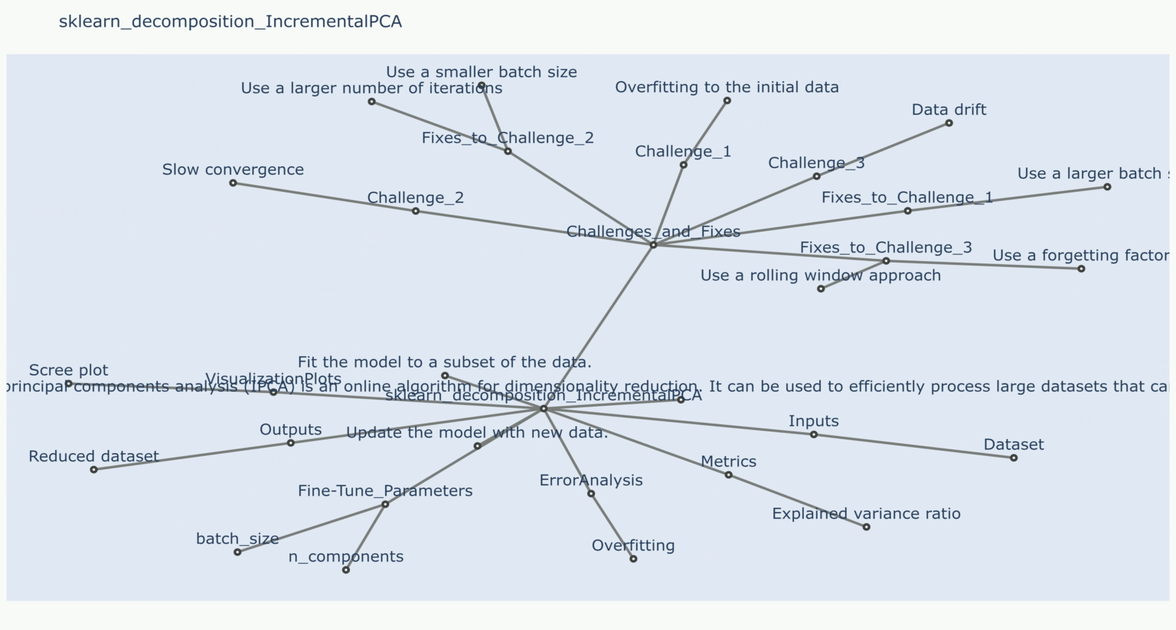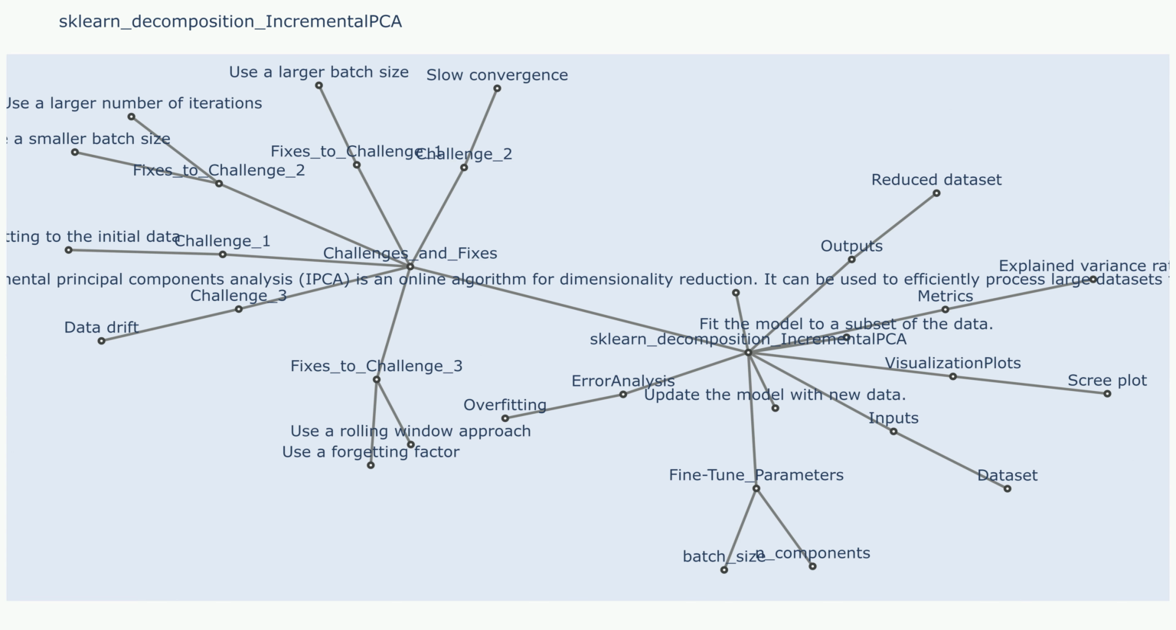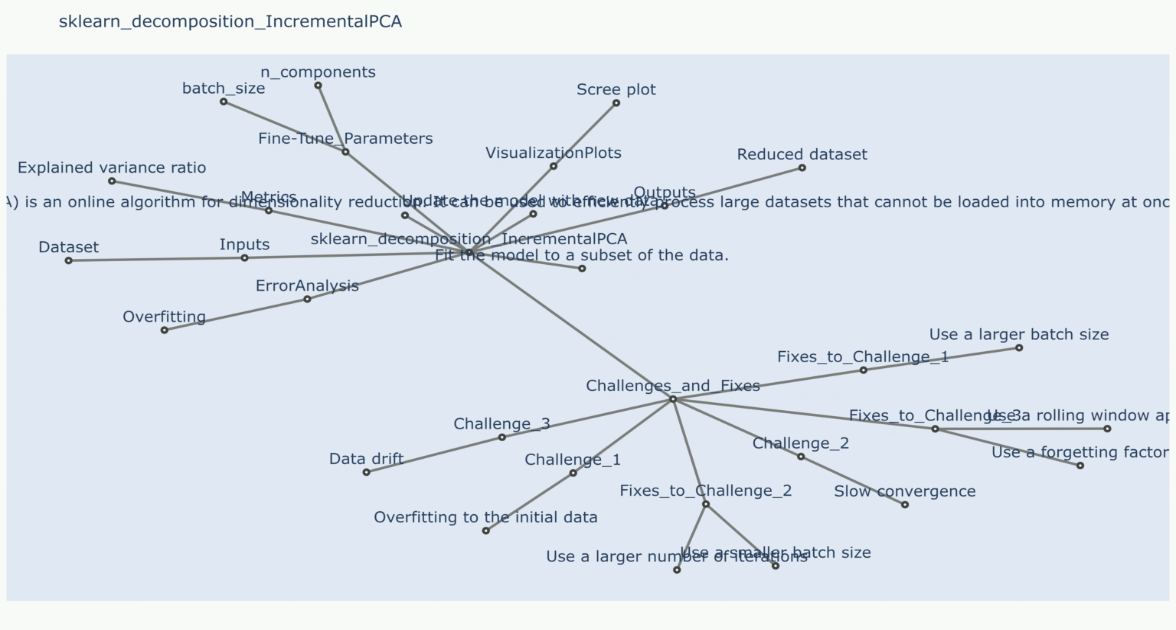Fine-tune parameters. n_components, the number of components to keep. This parameter controls the dimensionality of the reduced space. Whiten, a boolean indicating whether to whiten the transformed data. Whitening ensures that all components have unit variance, which can be useful for some downstream tasks. Copy, a boolean indicating whether to copy the input data before processing. If false, the input data is modified in place.